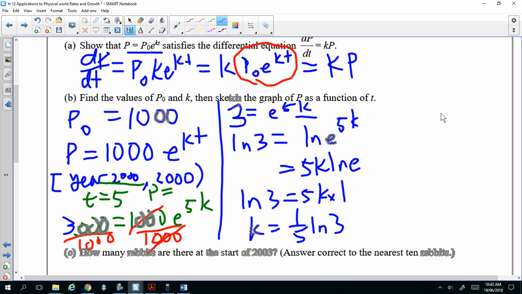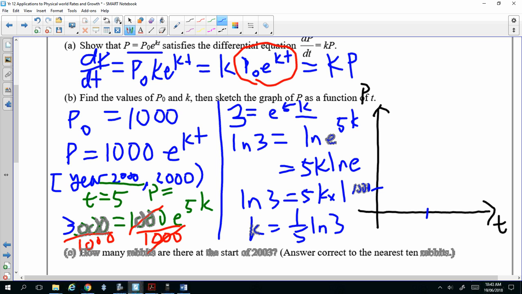Now we can draw the graph. You don't need the negative values because the number of rabbits is positive, and time is positive. Now remember, it starts as 1,000 in year 0, and then after 5 years becomes 3,000. So 5 becomes 3,000. Put a dot. So you already have 2 dots. So your graph will just go like this.